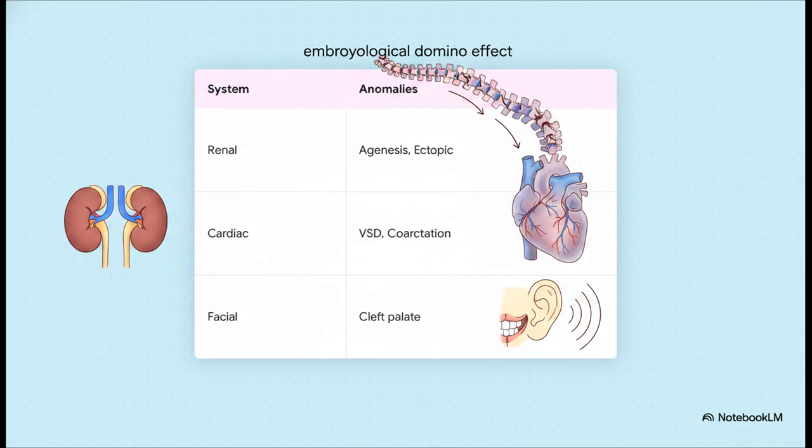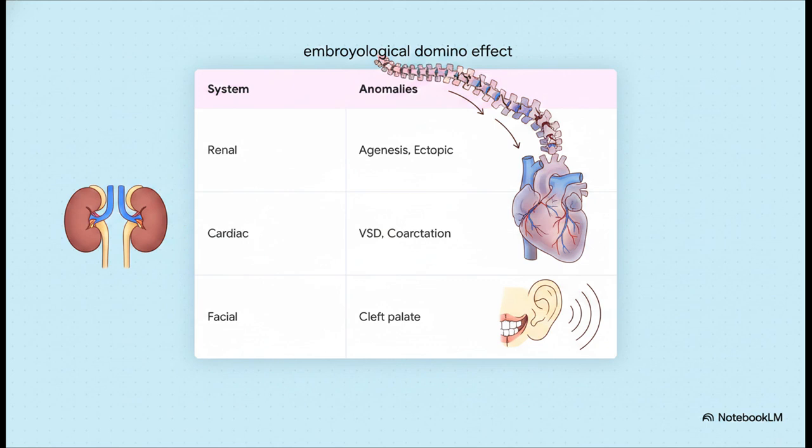We're going to expand outward to look at how this seemingly localized spinal issue links up to broader systemic problems. Because Klippel-Feil syndrome is definitely not just an orthopedic issue. Since that segmentation failure happens so early in the womb, it triggers a system-wide embryological domino effect. Keep this checklist in mind for your vivas.